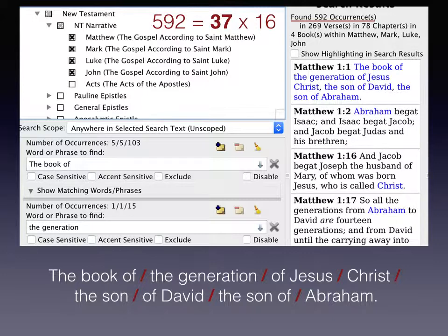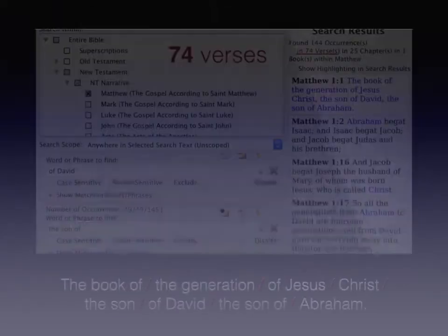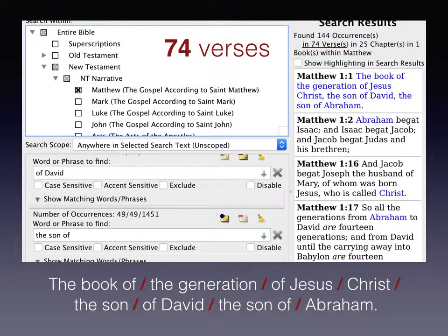Now we're going to remove John and Luke. So now we're just searching Matthew and Mark. Same arrangement. We haven't changed anything. 111 verses, 37 times 3, and 37 chapters. And now we're going to deselect Mark. Now we're just looking in Matthew. And now we have 74 verses, 37 times 2.